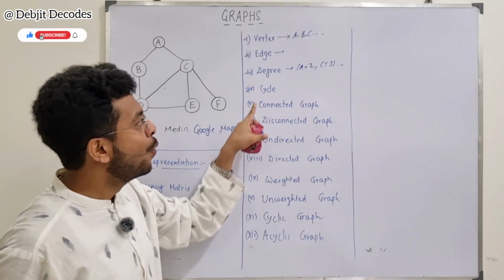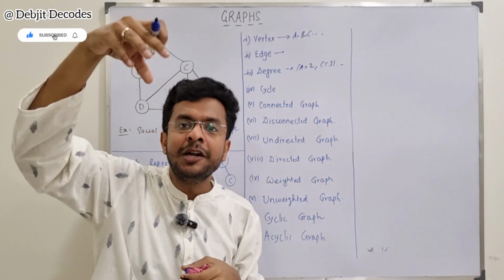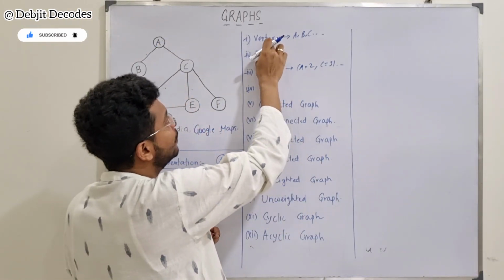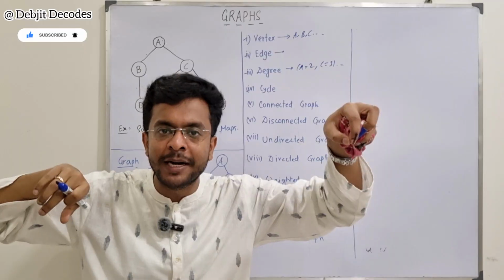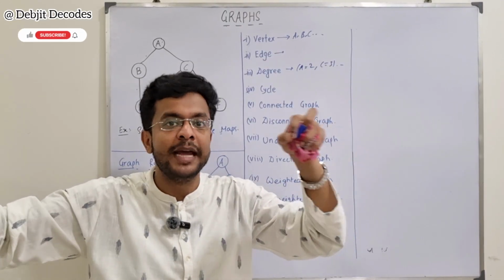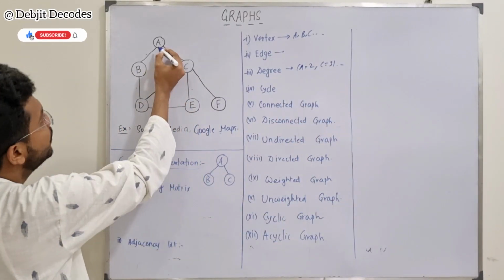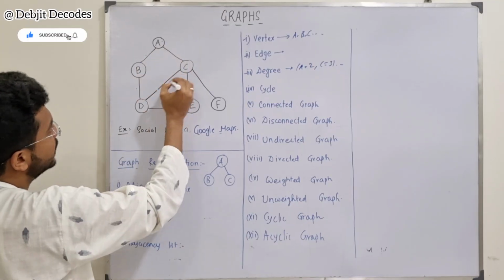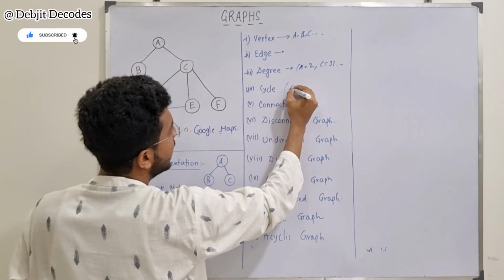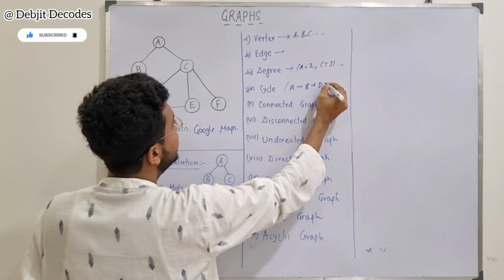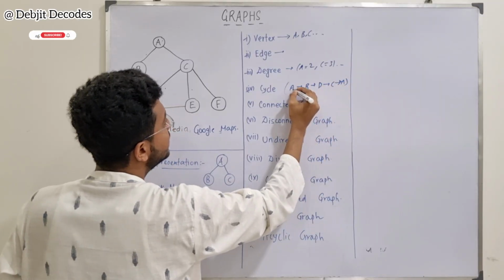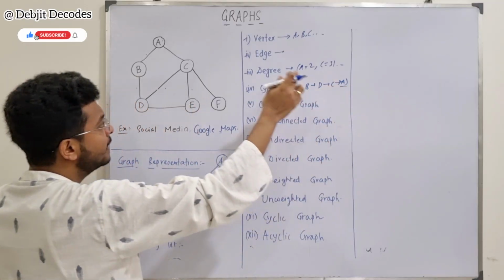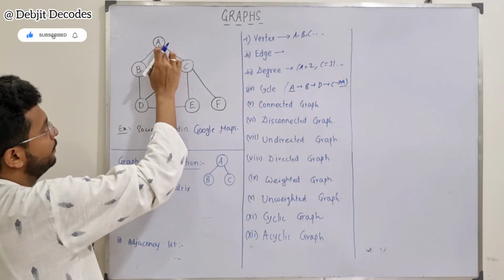Now let us go to cycle. What is a cycle? When you start from a particular vertex and come back to that vertex, that is, the starting vertex and the ending vertex are the same, that is called a cycle. So if you start from A, B, D, C, A, it is coming back to the same vertex, and this forms a cycle.